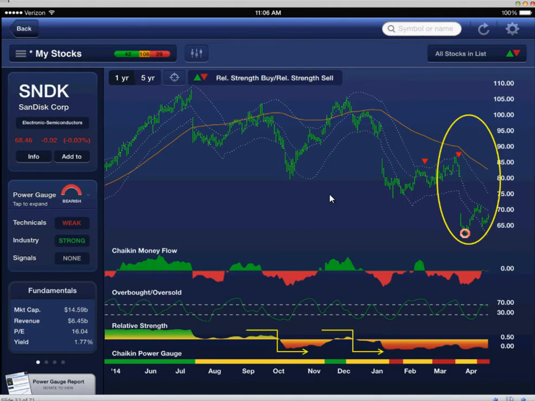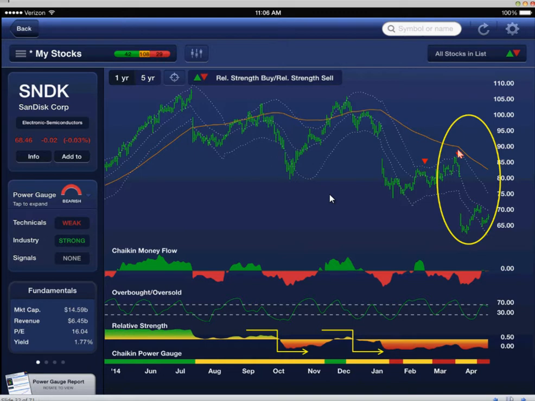And then finally, a very recent example, SanDisk. DRAM chips, 2 negative personality changes. Power Gauge rating turned bullish very briefly, but then it reverted back to neutral and a bearish personality change. The Power Gauge rating turns bearish in January. You really want to be out of the stock at that point.